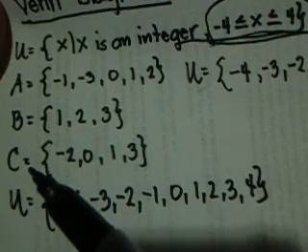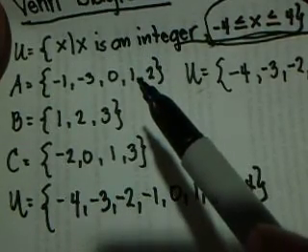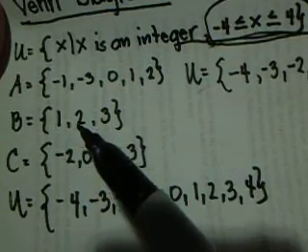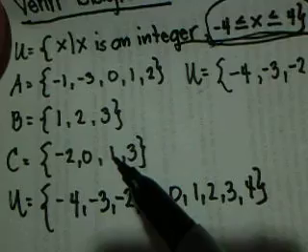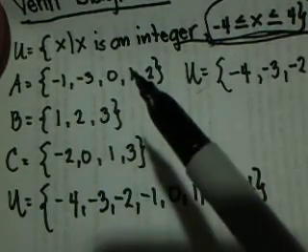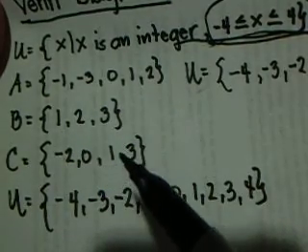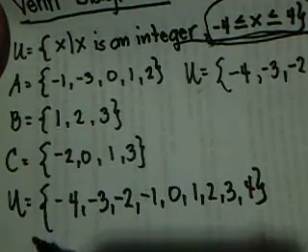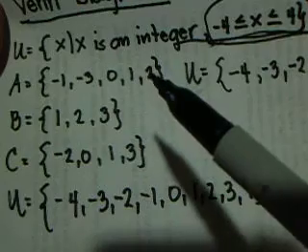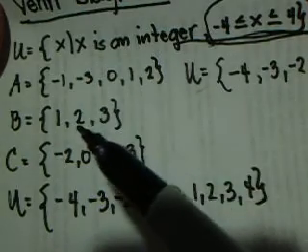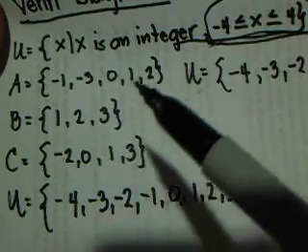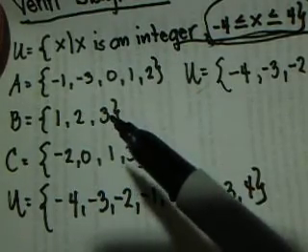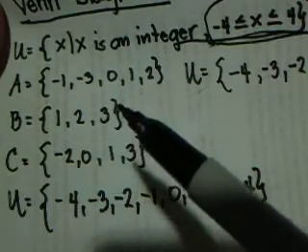Now, 1 is in B and 1 is in C. So we can say that number 1 is a common element of all three subsets of U. How about 2? 2 is common here, but not here. 3 is common in B and C, but not in A.